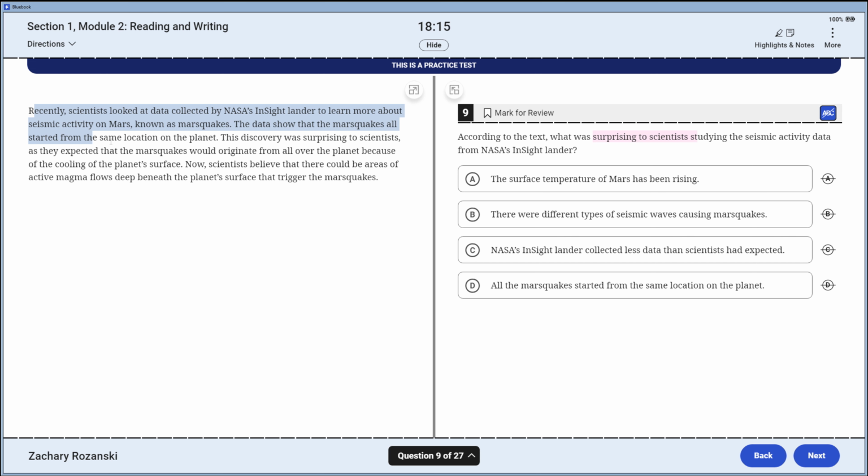It shows that Marsquakes all started from the same location on the planet. This discovery was surprising to scientists. So this discovery, the signal element kicks us back to one: all started from the same location on the planet.